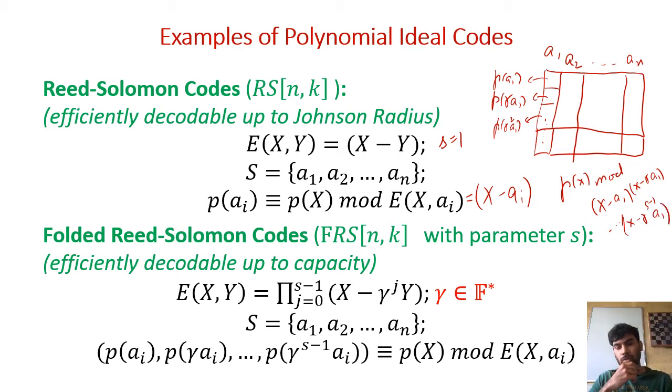This is just a consequence of the Chinese remainder theorem, and hence the folded Reed-Solomon codes can be thought of as polynomial ideal codes where the bivariate polynomial representing them is given by this product of linear forms, all multiplicatively translated by gamma.